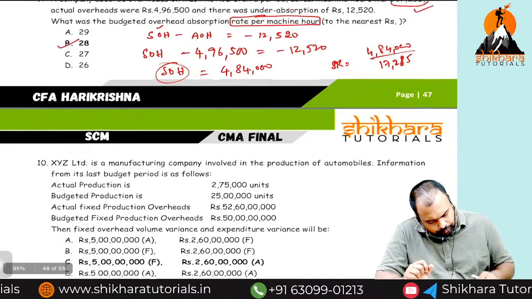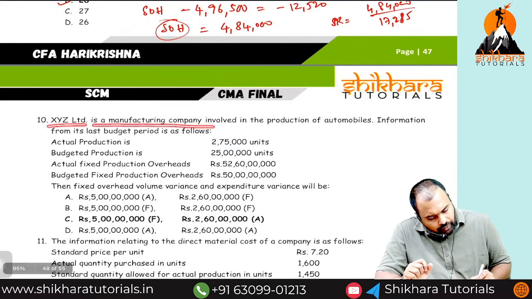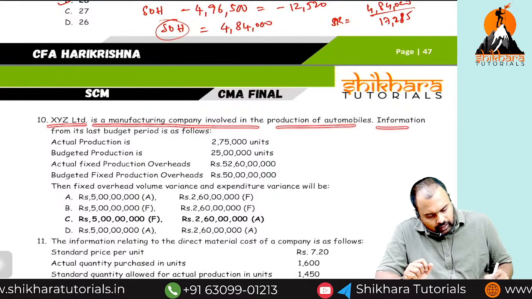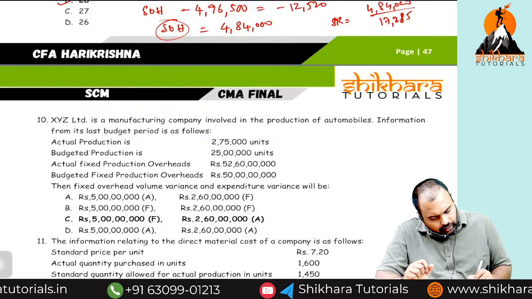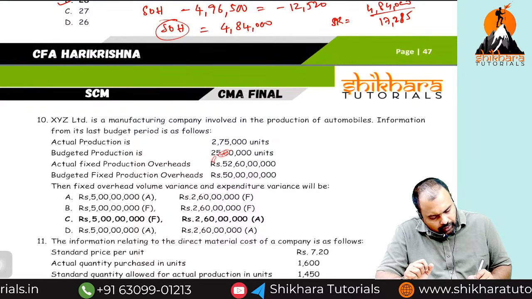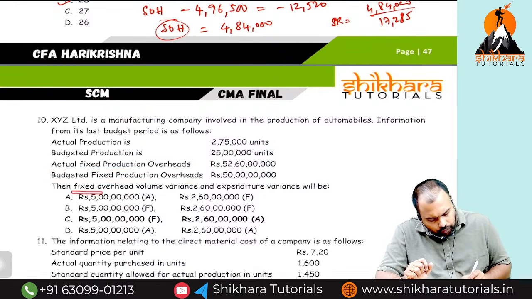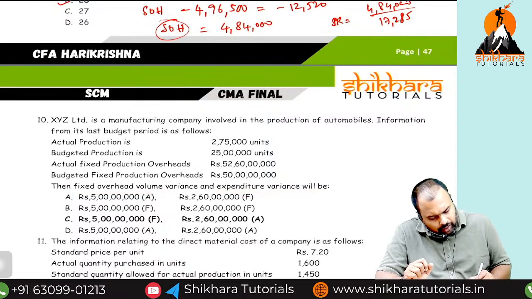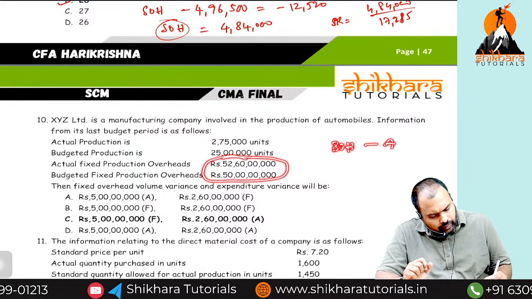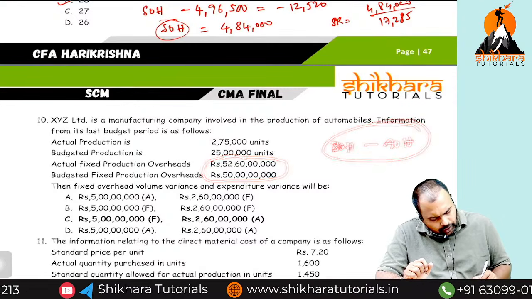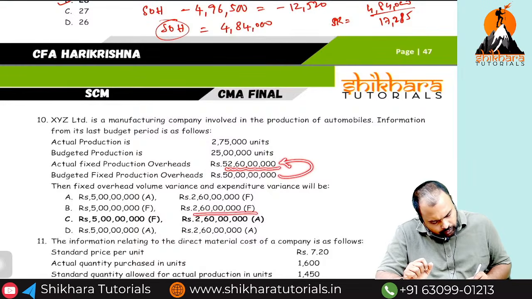Okay, next. Yes, sir. Now, XYZ Limited is a manufacturing company involved in the production of automobiles. Information from the last budget is given. Actual production is given. Budgeted production might be 2,50,000, sir. It's a printing mistake, 2,50,000. Actual fixed overhead and budgeted fixed overhead are given, and they're asking us volume variance as well as expenditure variance. So first, let's talk about expenditure variance. It is just the difference between BOH and AOH. Expenditure is nothing but BOH minus AOH. So these minus these, which is an adverse 2 crore 60 lakhs. So this is the answer.